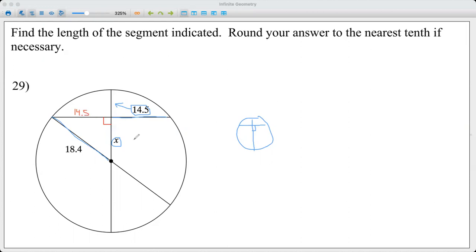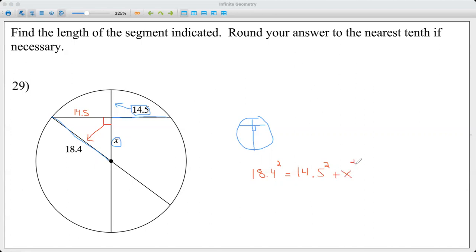And how is that useful? Because if we ignore everything, we got a right triangle there, and therefore I can use the Pythagorean theorem. The hypotenuse is 18.4. How do I know that's the hypotenuse? Remember, that's the side opposite the right angle. So 18.4 squared is equal to the two legs squared. One of them is 14.5 squared, plus x squared. Remember, we got a calculator, so don't panic with these ugly numbers.